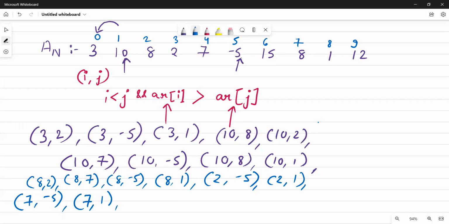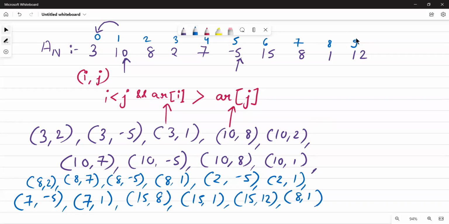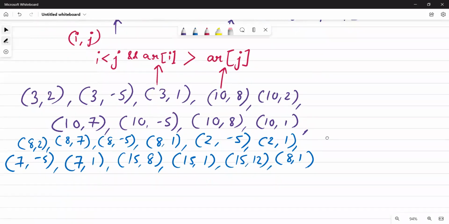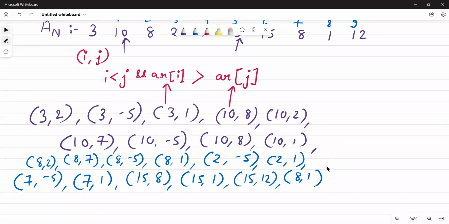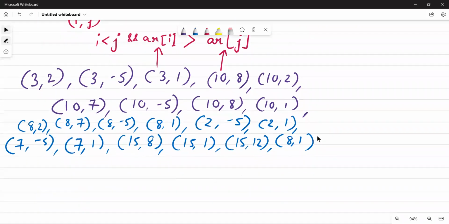Next is minus 5. With minus 5, is any pair possible? Nothing. Next is 15. With 15, I guess everything is possible. That is 15 and 8. Then 15 and 1. And then 15 and 12. Next is 8. With 8, only 1 is possible. With 1, nothing is possible. And with 12, nothing is possible.